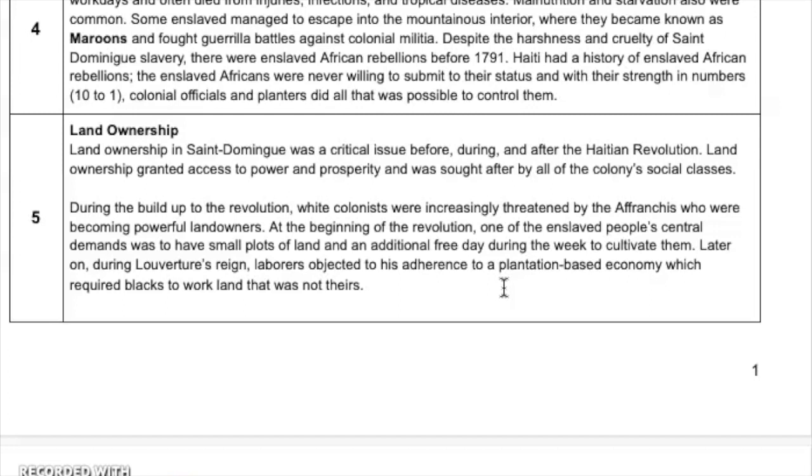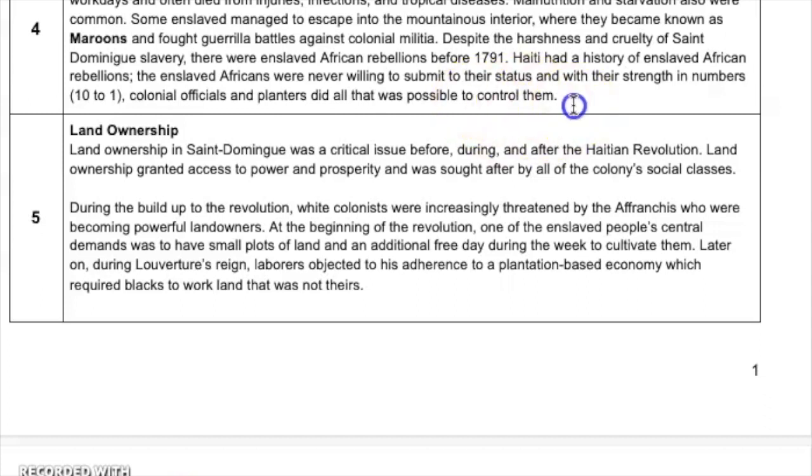Some enslaved managed to escape into the mountainous interior, where they became known as Maroons and fought guerrilla battles against colonial militia. Despite the harshness and cruelty of Saint-Domingue slavery, there were enslaved African rebellions before 1791. Haiti had a history of enslaved African rebellions. The enslaved Africans were never willing to submit to their status, and with their strength in numbers, colonial officials and planters did all that was possible to control them.